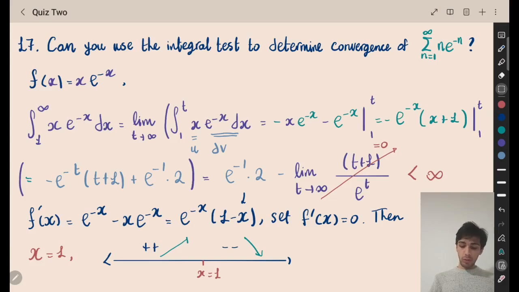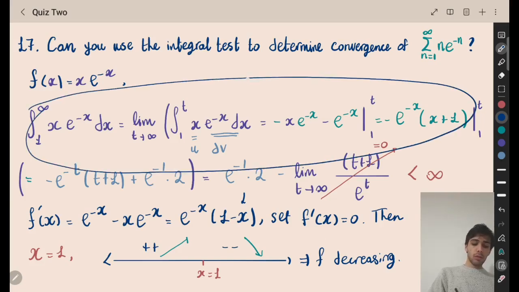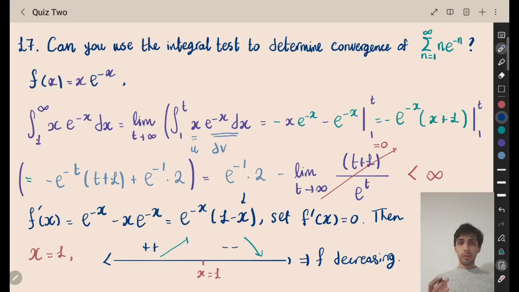So if you argue that f is decreasing, and with that you also talk about this integral as being convergent, then the series must also converge. And that really concludes the argument. Nothing else to say.